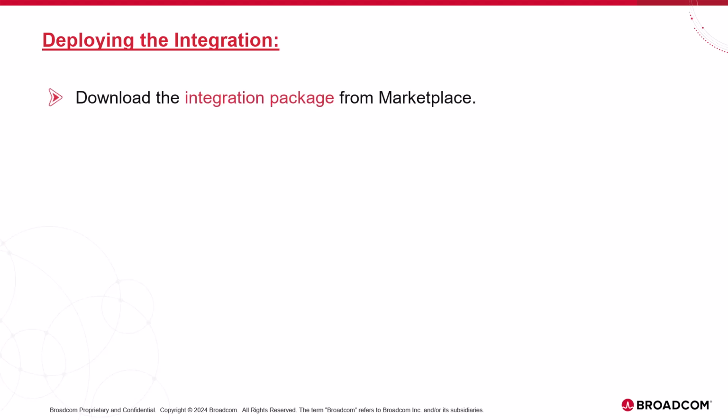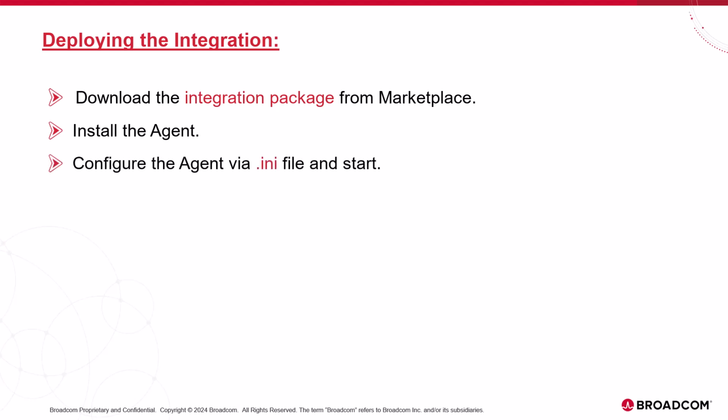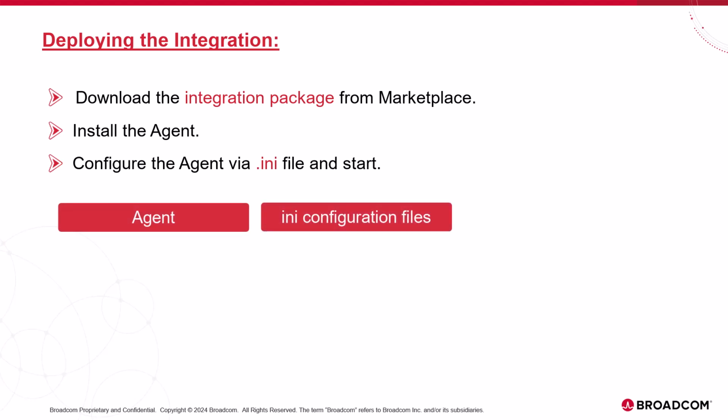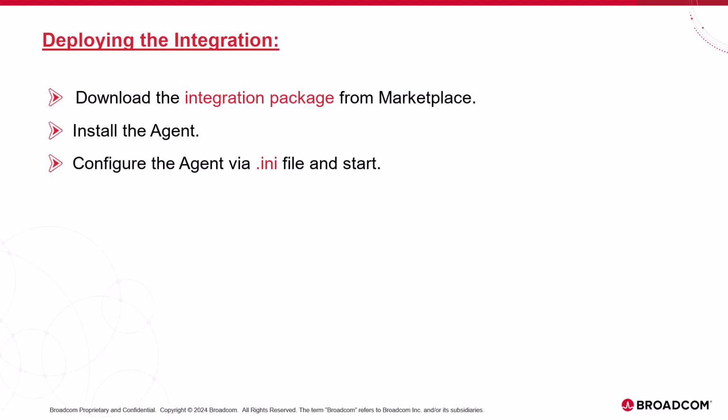The procedure to deploy the GCP BigQuery integration is as follows. First, we download the integration package from Marketplace. This package contains all the necessary elements. We unzip this package, which produces a directory containing the agent, the INI configuration files, and several other items, like the start command. We use the appropriate INI file for our specific platform. GCP BigQuery is a standard Automic agent.